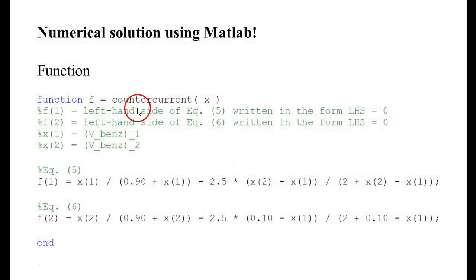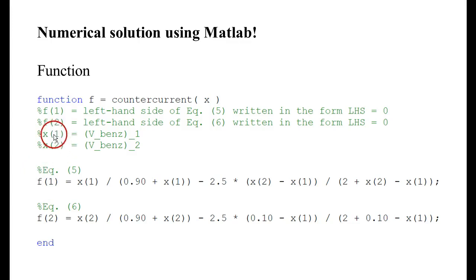So here's the MATLAB code. This is a little function. I call it F countercurrent because this is a countercurrent problem. Notice that I've got this nicely documented. I've said, F of 1, that's the left-hand side of what I called equation number 5, the first equation, and I want to set that equal to 0. F of 2 is the left-hand side of the second equation. I also want to set that equal to 0.